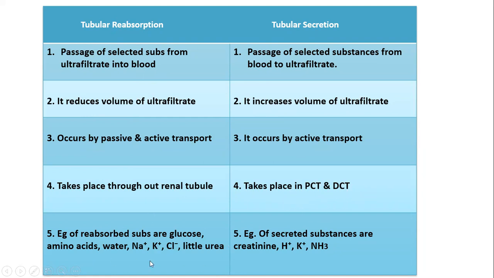These are the substances which are reabsorbed: glucose, amino acids, water, salt, and a little urea. The substances which are excreted are creatinine, H plus ions, K plus ions, that is potassium ions, ammonia, etc. So that is the difference between tubular reabsorption, or selective reabsorption, and tubular secretion.